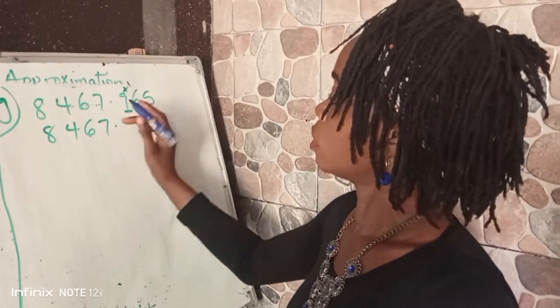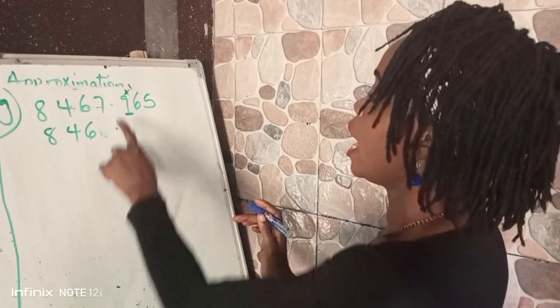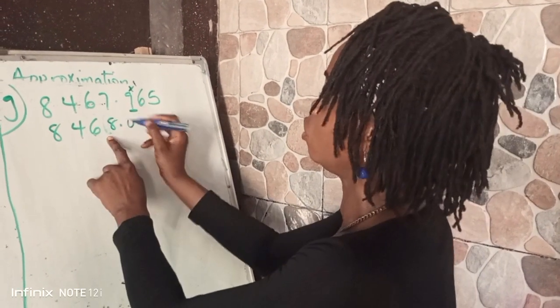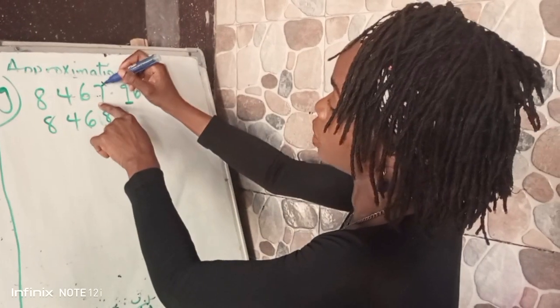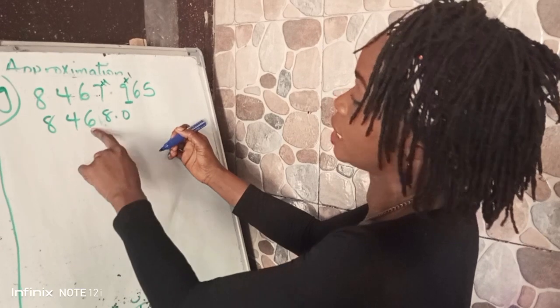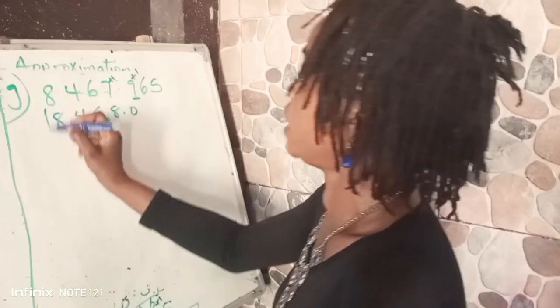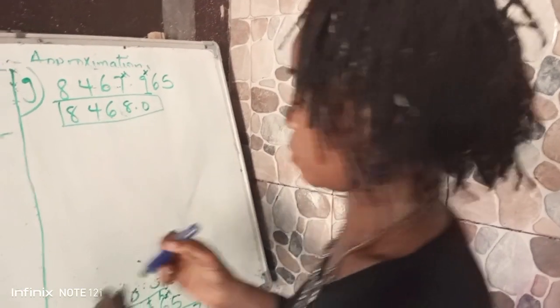8467 point, which means, let me go back again, 8468.0. Why? Because 9 plus 1 will give you 10. It means you have to add it up to 7 here. It will become 8468.0.